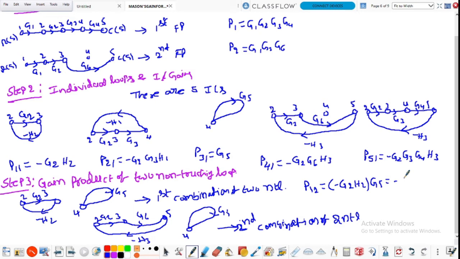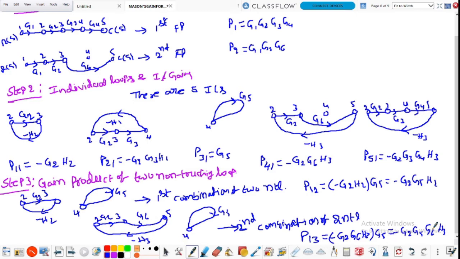And the second combination of two non-touching loops gain is denoted as P13, equal to this loop gain product. So this loop gain product is G2 G6 into minus H3, into this loop gain product G5. So that is equal to minus G2 G5 G6 H3. So that is the gain product of two non-touching loops.